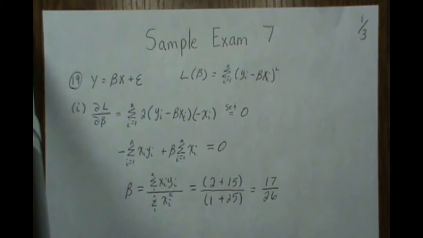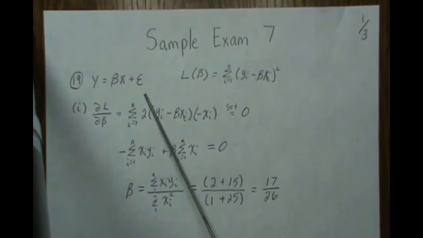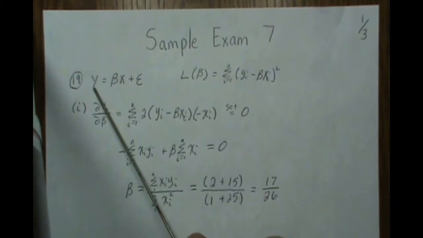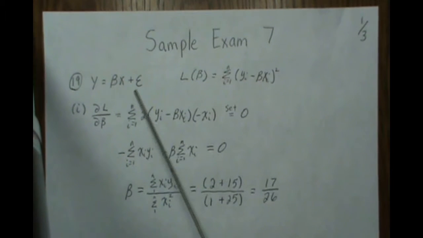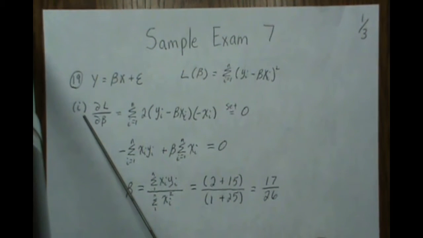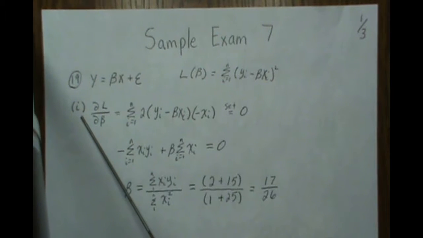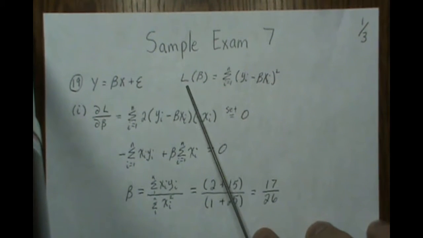Answer to question number 19. We're given that it's a linear equation, and it says expected value of y is equal to beta x, and that's because usually the expected value of the error term is 0, so it goes away. And we're going to find two different ways to solve this. First one is find the least squares.